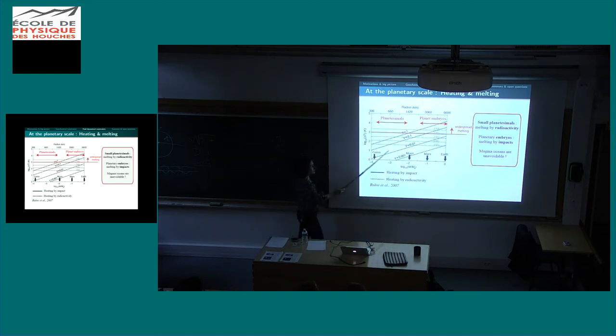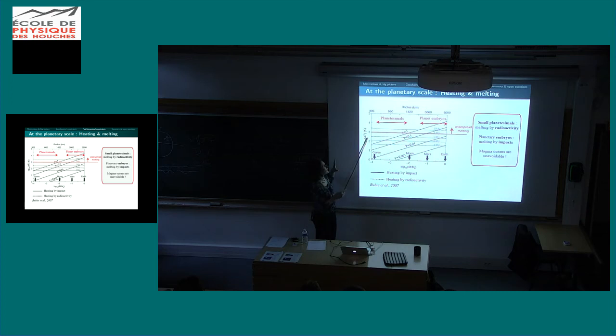Now, the dotted line corresponds to heating that you get from radioactivity from short-lived isotopes, aluminum 26 and iron 60, I believe. Yeah, aluminum 26 and iron 60 are the short-lived isotopes that provide radioactivity in the early solar system.